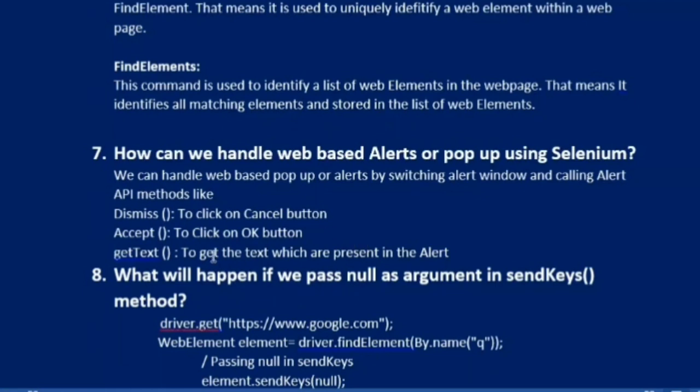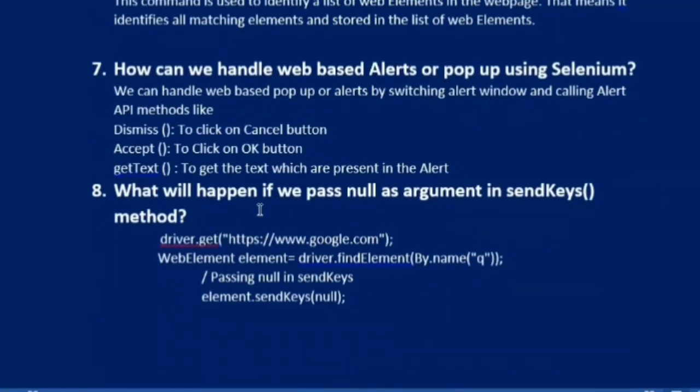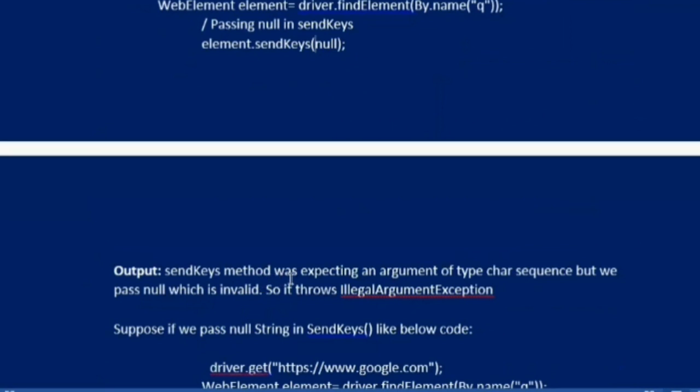Okay. The next question is what will happen if we pass null as an argument in the sendKeys method? I hope you understand the question. What will happen if you pass null as an argument in sendKeys like this? The sendKeys method expects an argument of type CharSequence, but we pass in null, which is invalid, so it will throw an IllegalArgumentException.